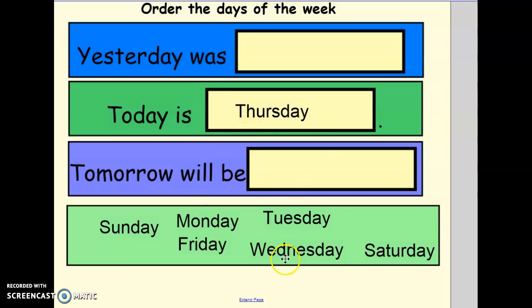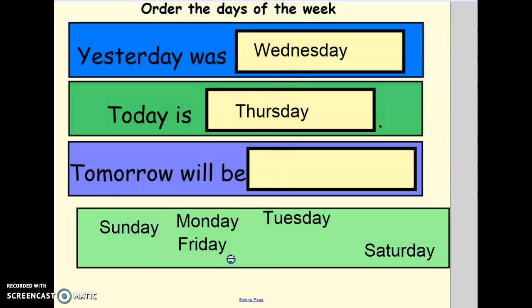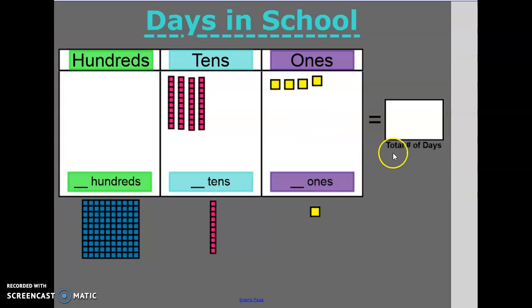I know that today is Thursday. That makes yesterday Wednesday, and tomorrow will be my favorite day, Friday. Yesterday we had been at school 44 days. 44 plus one more is 45. So we've been at school 45 days.